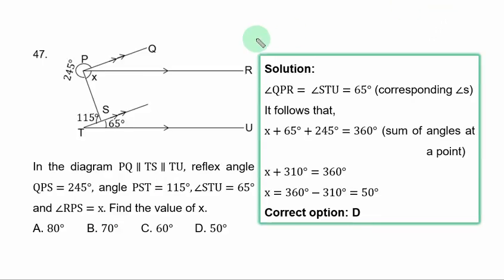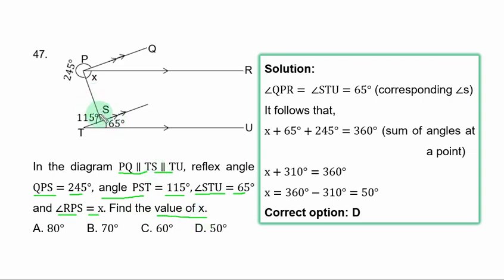Question 47. In the diagram, PQ is parallel to TS, parallel to TU. Reflex angle QPS is 245 degrees. Angle PST is 115 degrees. Angle STU is 65 degrees. And angle RPS is equal to s. Find the value of s.